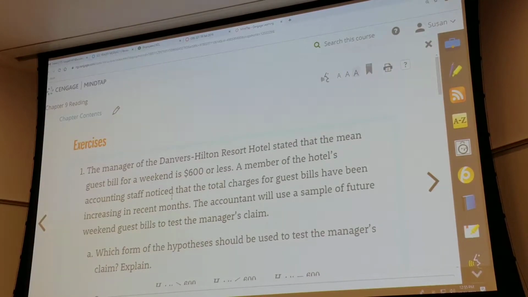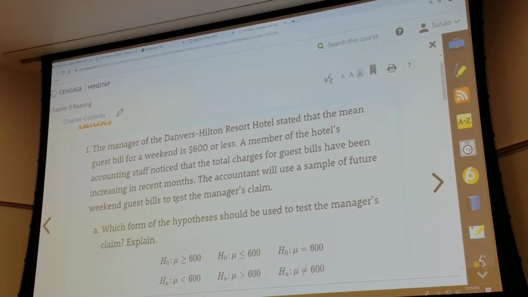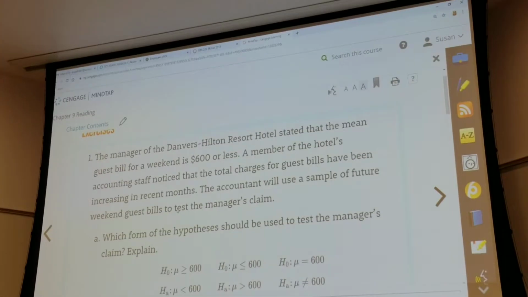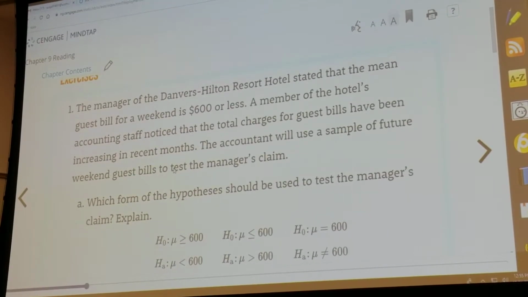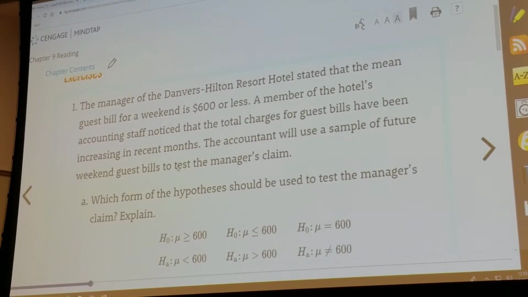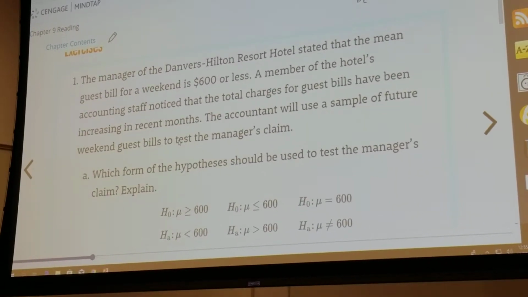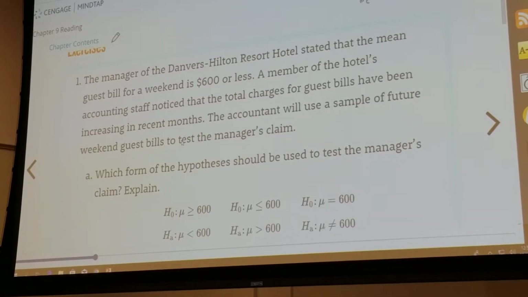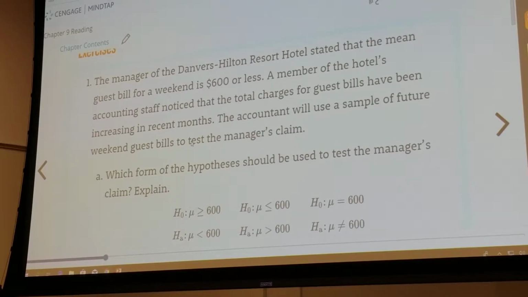All right, here's the first question. The manager of the Danvers Hilton Resort Hotel stated that the mean guest bill for a weekend is $600 or less. A member of the hotel's accounting staff noticed that the total charges for guest bills have been increasing in recent months. The accountant will use a sample of future weekend guest bills to test the manager's claim. Which form of the hypotheses should be used to test the manager's claim?